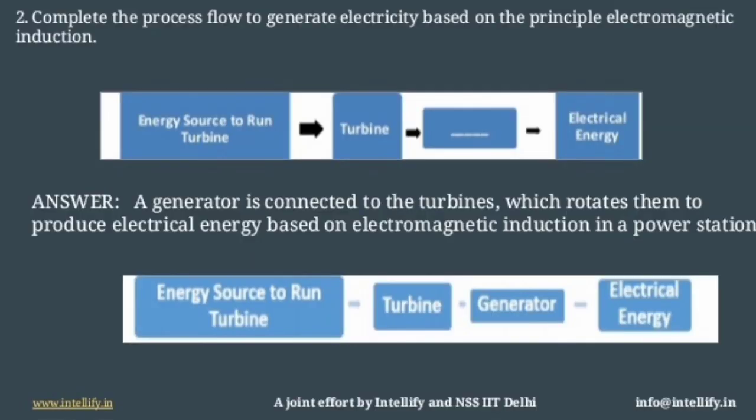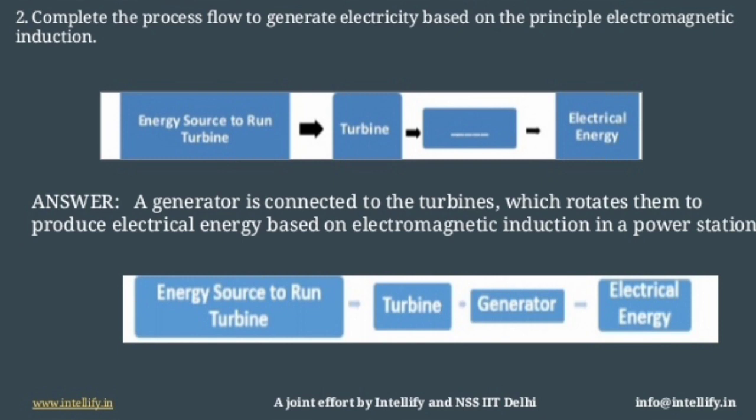Now the second question is, complete the process flow to generate electricity based on the principle of electromagnetic induction. The answer is generator, because it is connected to the turbine which rotates it to produce electrical energy based on the electromagnetic induction in the power station.